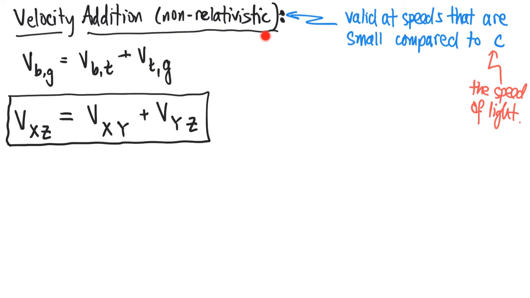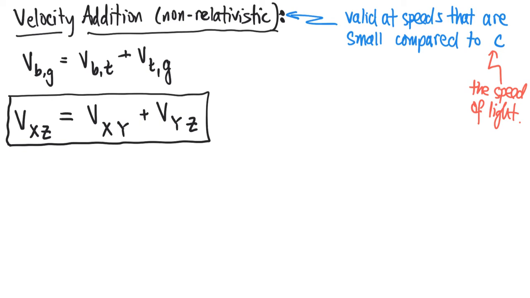Well, what does that mean? That just means speeds that are small compared to c. What's c? Well, c is a symbol that we use for the speed of light. So this equation works as long as all of the velocities in the problem are small compared to the speed of light. Okay, that's fine.